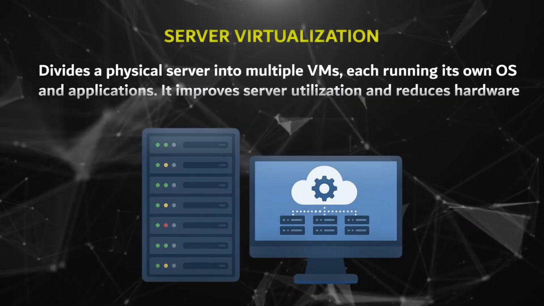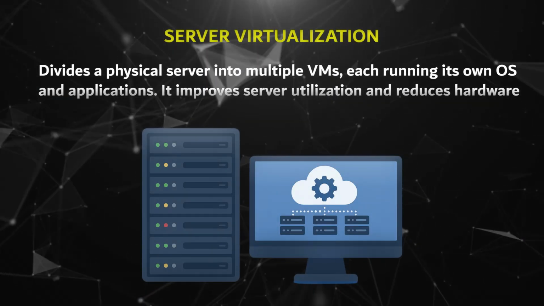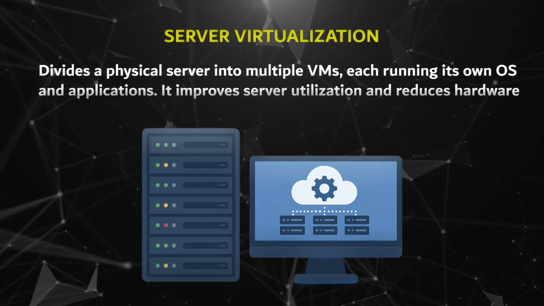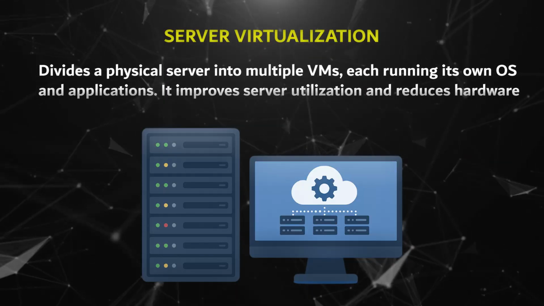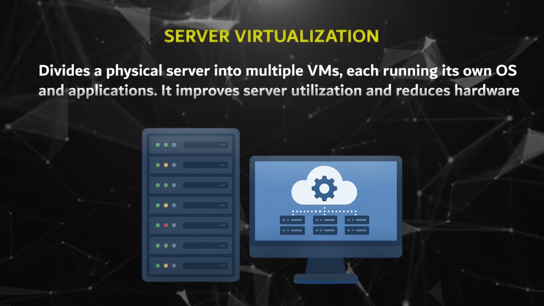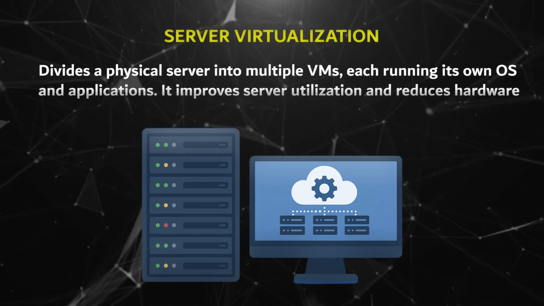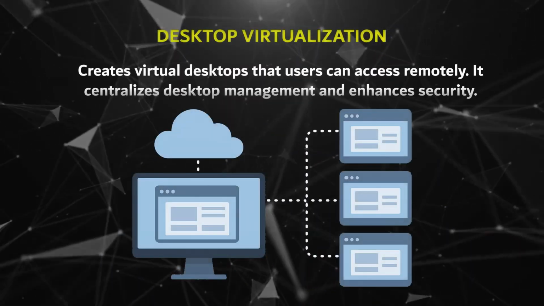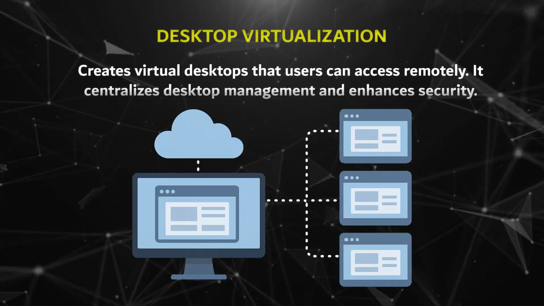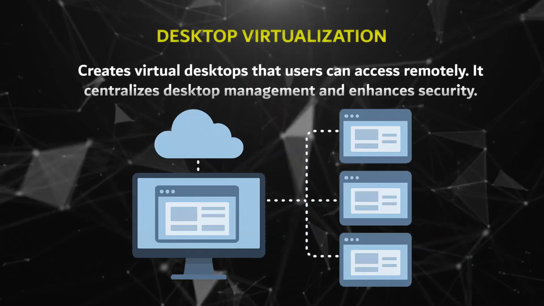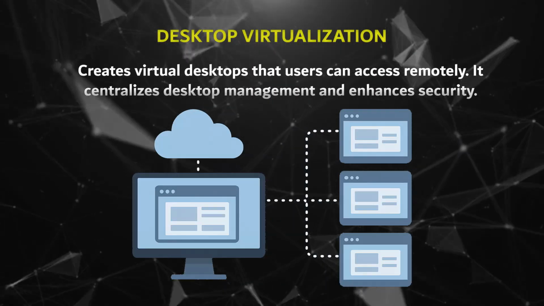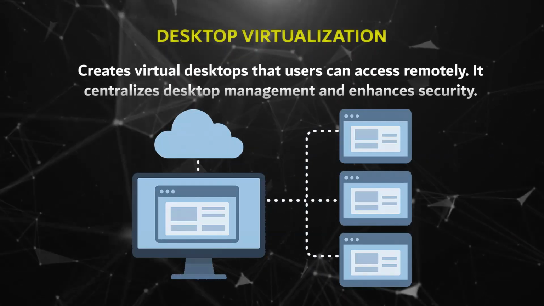Types of virtualization. Server virtualization divides a physical server into multiple VMs, each running its own OS and applications. It improves server utilization and reduces hardware costs. Desktop virtualization creates virtual desktops that users can access remotely. It centralizes desktop management and enhances security.